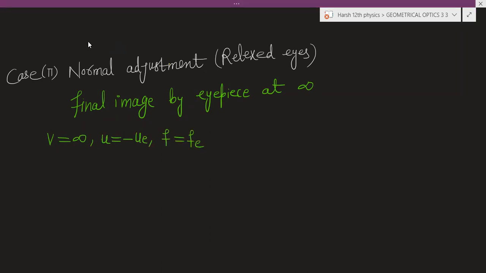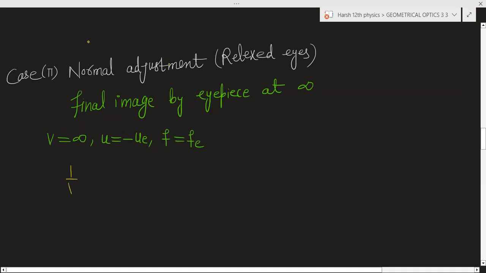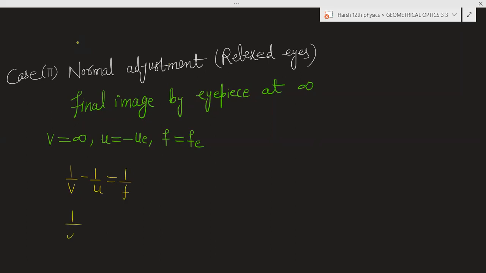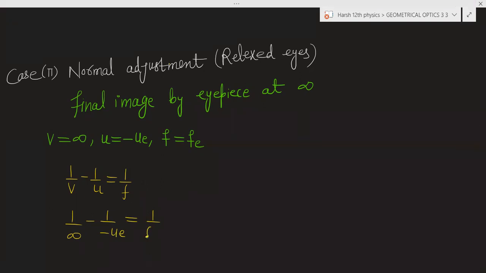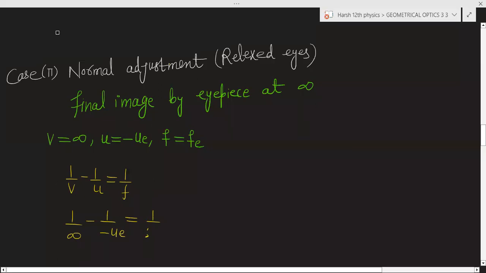Here we can apply the lens formula, that is 1 by v minus 1 by u is equal to 1 by f. 1 by v means 1 by infinity, minus 1 upon minus ue, is equal to 1 upon fe. It will be 1 upon fe.